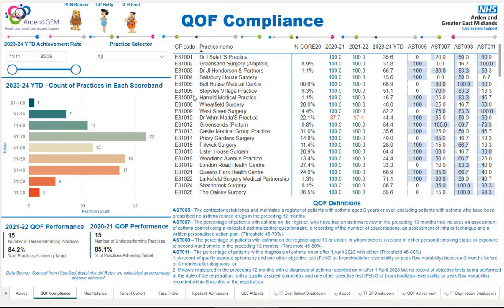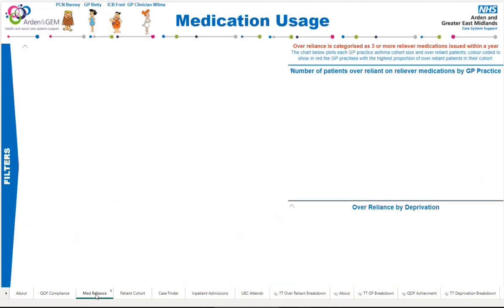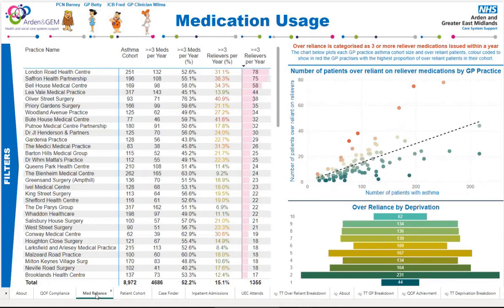Once we're looking at our practices, we can identify who's who. We can then go on to medication reliance, which is what this dashboard is all about, the over-reliance on reliever medications. So we have a list of the GP practices. We've got the size of the asthma cohort, so how many patients registered to the practice have asthma, how many are prescribed over 3 asthma medications per year, the percentage of those, and the number and percentage who are prescribed over 3 reliever medications per year. So it's these 2 columns here that we're really interested in, because the higher the numbers, the more interventions we need to make for the patients' benefit.